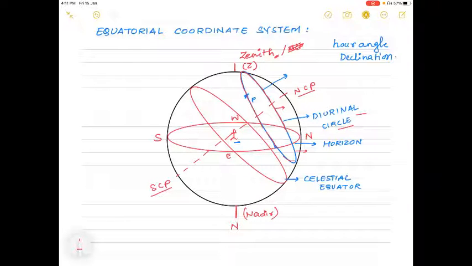Now to find the position of the star in terms of the equatorial coordinate system, we should know the R angle and the declination of the star. Now we will see how to measure the R angle and the declination of the star.